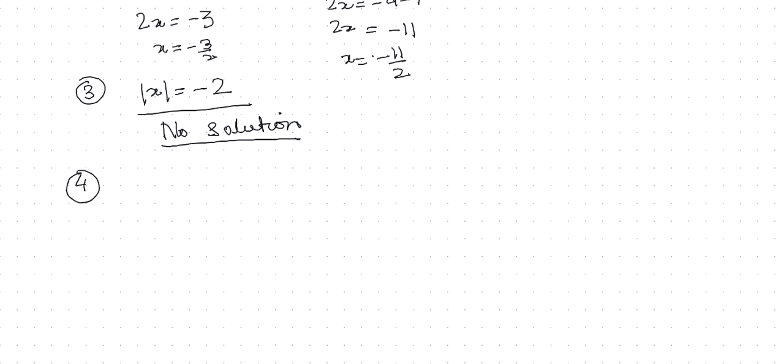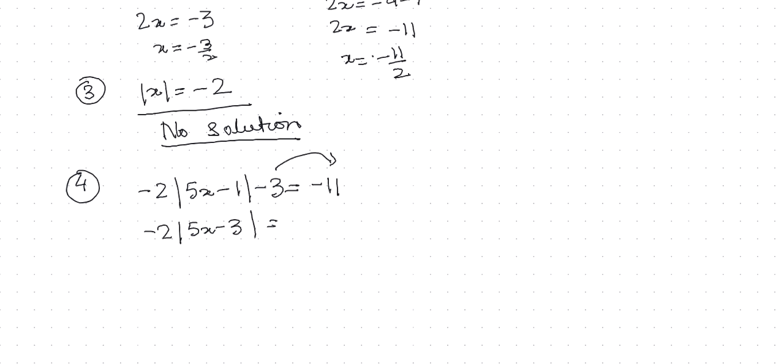Minus 2 absolute value of 5x minus 1 minus 3 is equal to minus 11. Okay. So to solve this, first we'll bring 3 here. So minus 11 plus 3 gives minus 8.